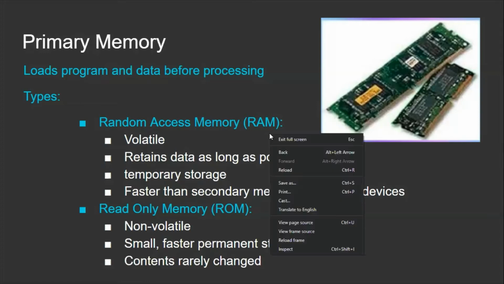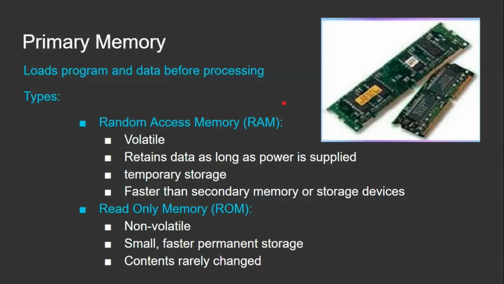It's basically a volatile memory, which means that it retains data as long as power is supplied to it, and it's temporary. So whenever you lose power and the computer has no power, then all the data in the primary memory is erased, right? Like when you reboot your computer, it's always erased. And it's faster than secondary memory or storage devices because it's directly connected to the computer.